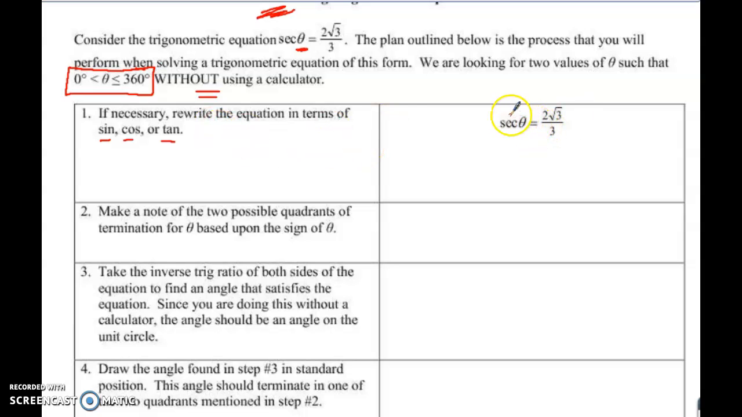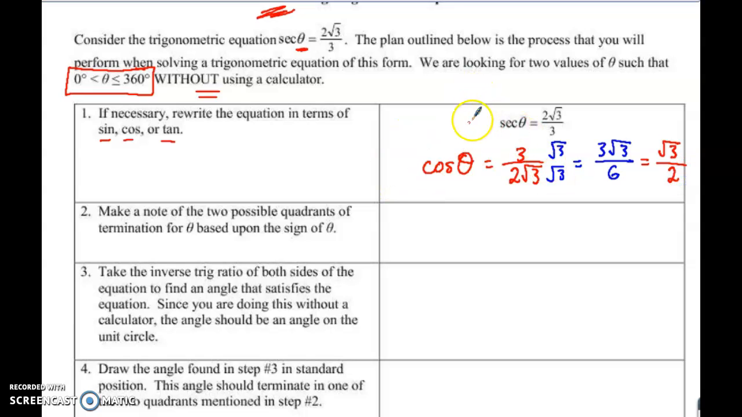So the first thing is, because we are given secant, it's to your benefit to rewrite this in cosine. Cosine of theta is equal to the reciprocal of that, so it'll be 3 over 2 root 3, and this is why rationalizing is such a big deal. If you rationalize this, the problem is that some people rewrite this as 3 root 3 over root 3 times root 3, which is 3 times 2 is 6, but that's not on the unit circle either, because you can reduce that. 3 divided by 6 reduces to 1/2, so root 3 over 2.